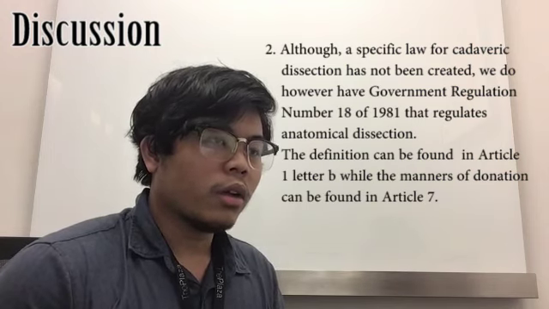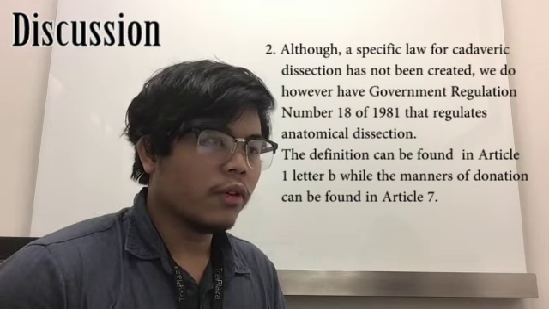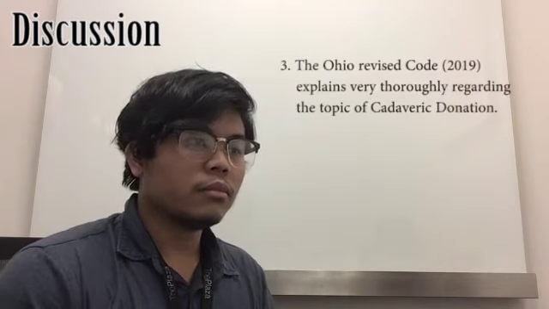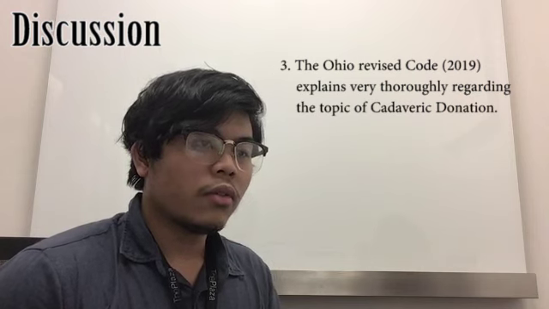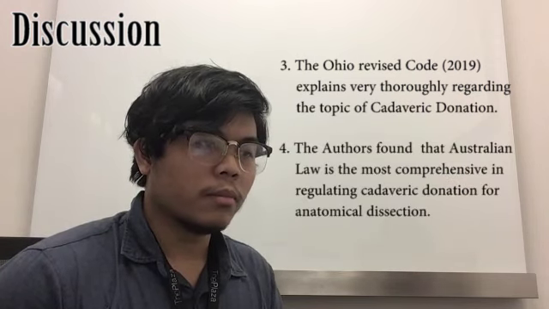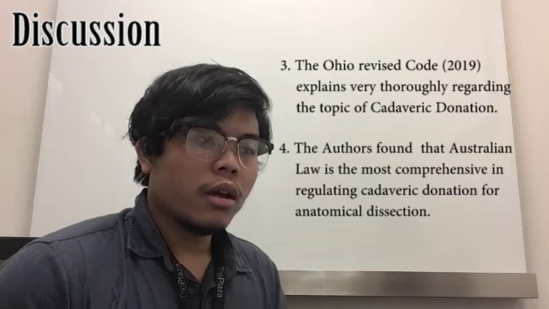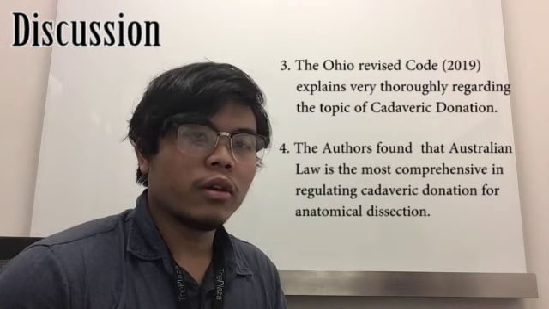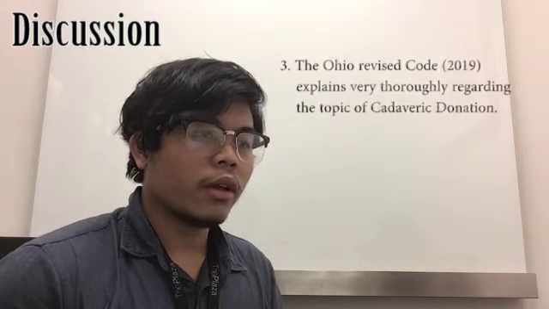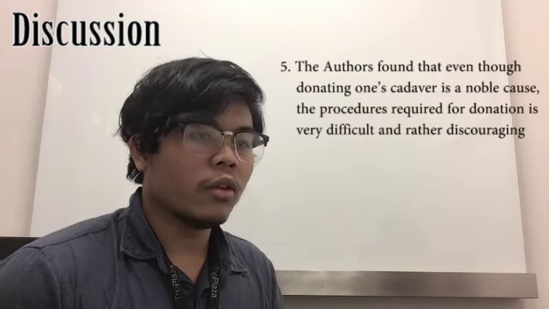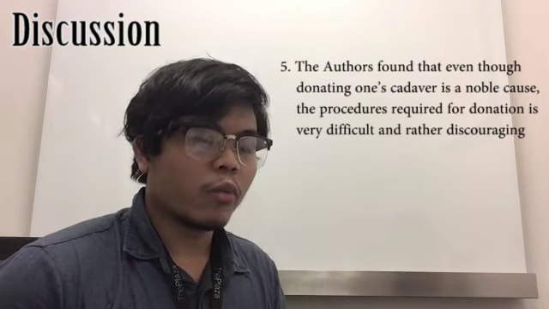The definition can be found in Article 1, letter B, while the manners or procedures of donation can be found in Article 7. The Ohio Revised Code 2019 explains thoroughly the topic of cadaver donation. The authors found that Australian law is the most comprehensive in regulating cadaver donation for anatomical dissection. The authors found that even though donating one's cadaver is a noble cause, the procedures required for donating are very difficult and rather discouraging.